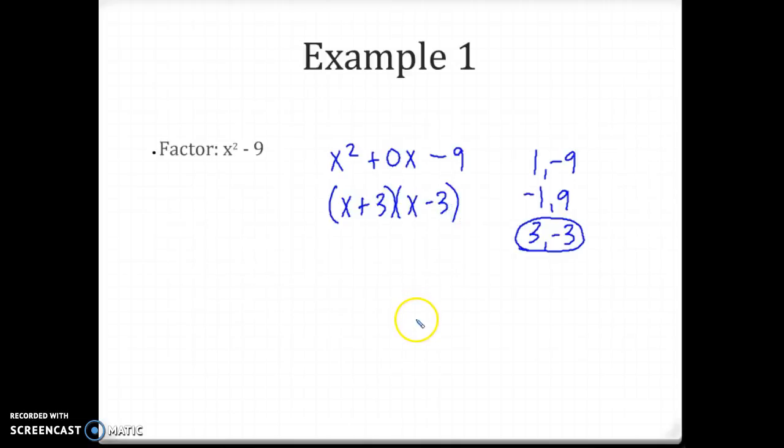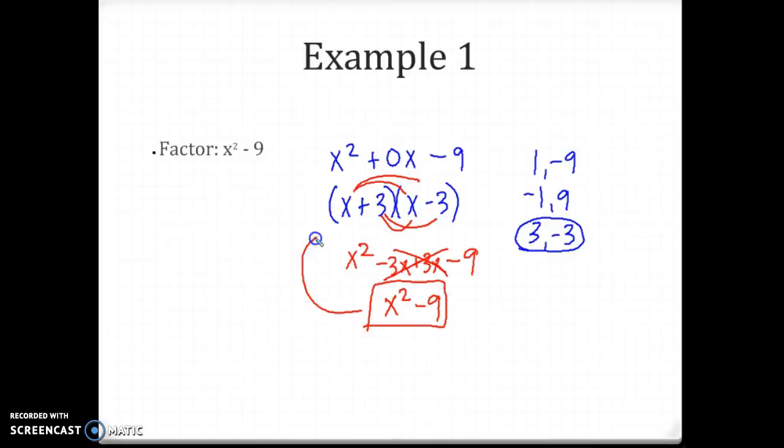Well, this is going to happen every single time when we have this difference of squares pattern. Because if I FOIL it back out, x times x is going to give me my x squared, and my last terms, 3 times negative 3, give me the minus 9, but the middle ones end up canceling, because x times negative 3 is negative 3x, and 3 times x is positive 3x. So those cancel, and I get x squared minus 9. If you can identify this pattern in the beginning, you can skip straight to the answer.